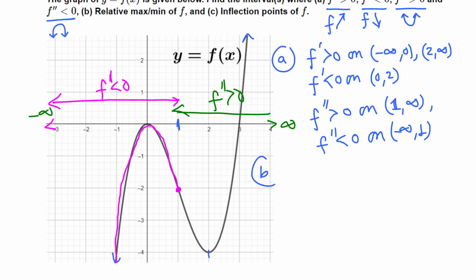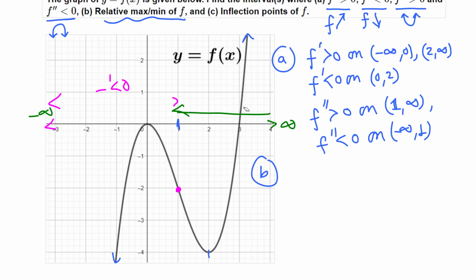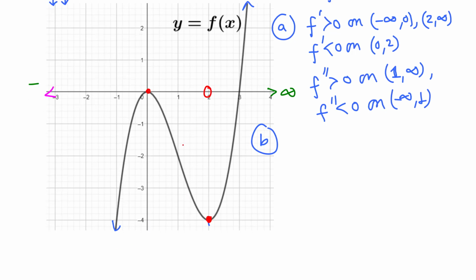Okay, in part B, we are asked to find relative maximum and minimum. Relative maximum and minimums are related to first derivative, by the way. And we can clearly see some points like here. It was going up, then it starts down. So this is relative maximum. And now decreasing, so this is relative minimum. The graph is here at -4.